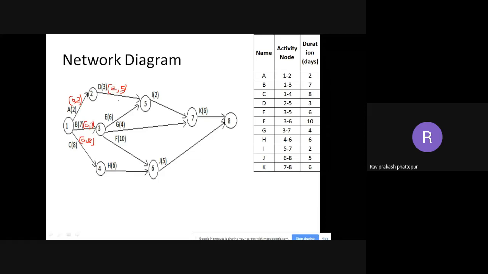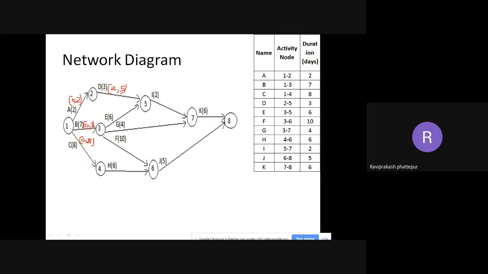So if you see here node 3, when will it start? It will start after B. So it will start at 7. B will end at 7 and E will start at 7. So it will be 7 comma 7 plus 6, because the duration of E is 6. 7 plus 6 is 13. So it is 7 comma 13. Okay, 7 comma 13.